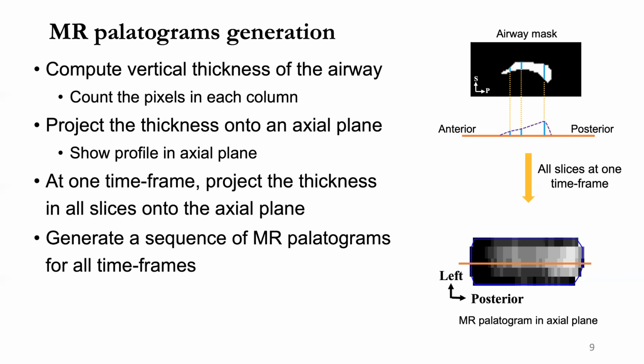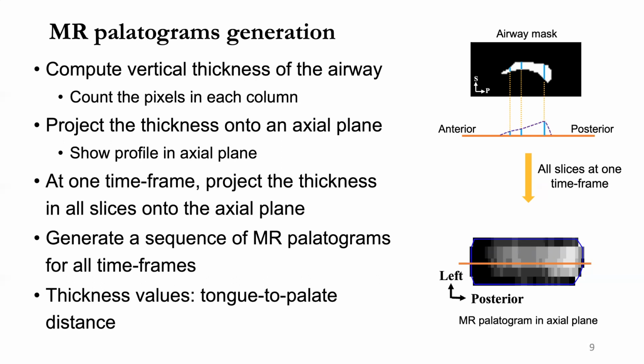If we look at this MR palatogram, the grayscale values of the MR palatograms reveal the tongue-to-palate distances over time during the speech task, and the areas with zero thickness, which are black pixels in the MR palatograms, indicate tongue-palate contact points.